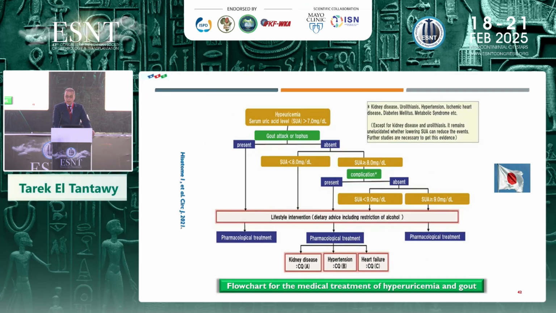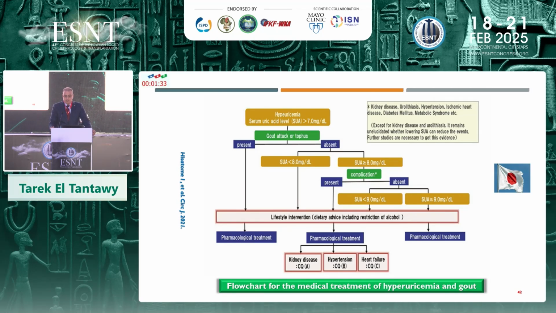This is the Japanese guideline about the management. They classify the patient as either gouty or not gouty. For gouty patients, you have to go to lifestyle and you have to give therapy. For how long? Until absence of tophi and serum uric acid less than 6. You can stop treatment after 6 years.